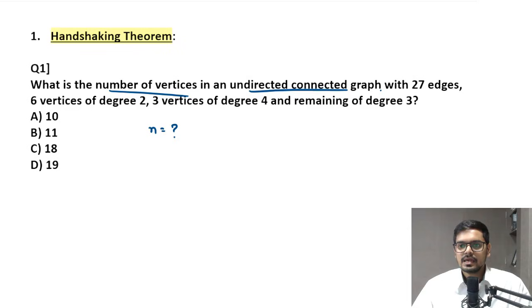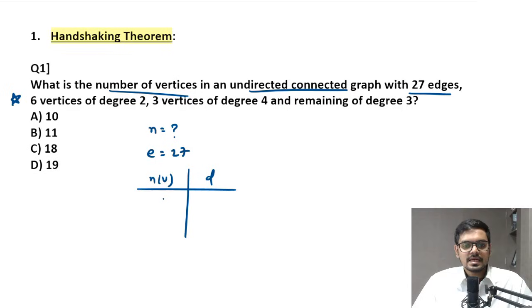In an undirected connected graph with 27 edges, so number of edges E is 27. Then this is very interesting. 6 vertices of degree 2. Now I have to make the table: number of vertices and respective degree. They are saying 6 vertices are there having degree 2 each. Similarly, 3 vertices are there having degree 4. Similarly, next we have x vertices. Remaining means x, since we do not know the total count. So we'll say that remaining should be x vertices having degree 3 each.